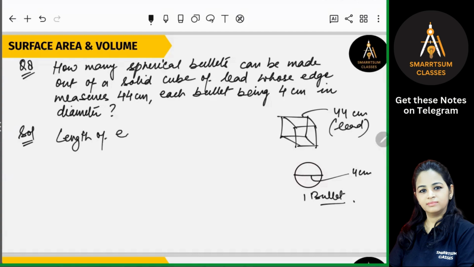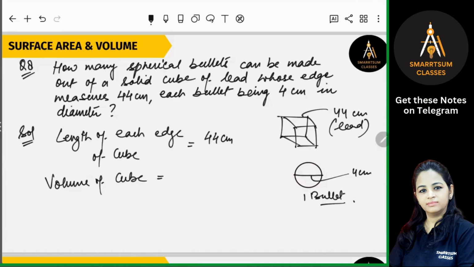Since the length of each edge of the cube is 44 centimeter, what is the volume of the cube? Volume of cube is side into side into side. Each side is 44 centimeter, so we multiply this 3 times. So the volume will be 44 into 44 into 44 centimeter cube. So this is the volume of the cube.